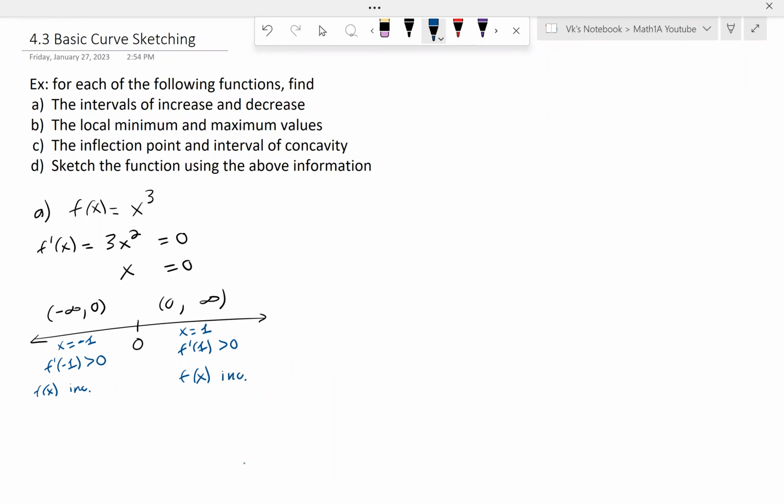You don't have to write out a solid number for f prime of 1. You just have to know whether it is positive or negative, and that should be good enough because we are using the first derivative test. The function is increasing from negative infinity to 0 and 0 to infinity. It tells us that we have no local min or max value.